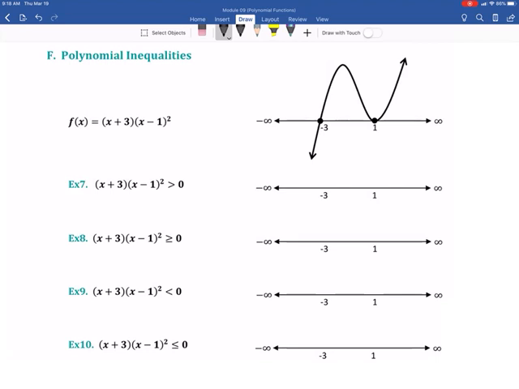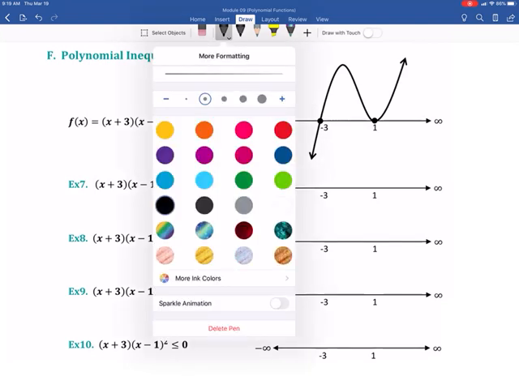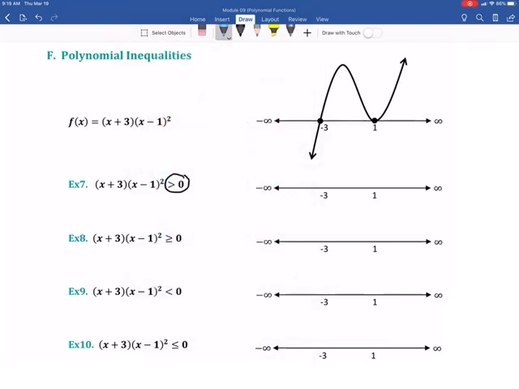Now example 7 here, you see we've got x plus 3 times x minus 1 squared, which is the function f of x. They want to know when it's greater than 0. So if we look at our graph, where are we greater than 0? So as we look at our graph, and I'll get a different color here, let's put it here in blue. Alright, we can see our graph. Now greater than 0, of course, here's where it touches 0.